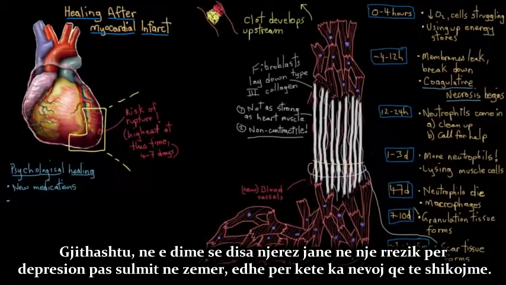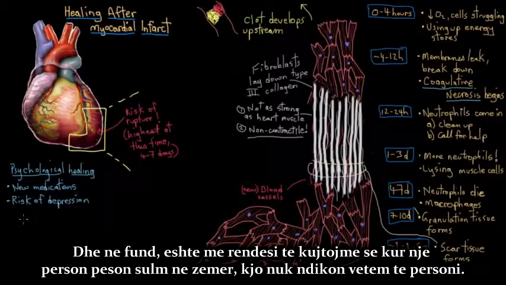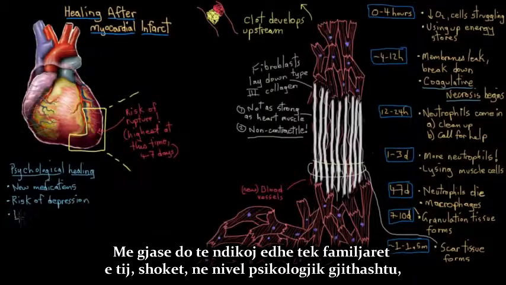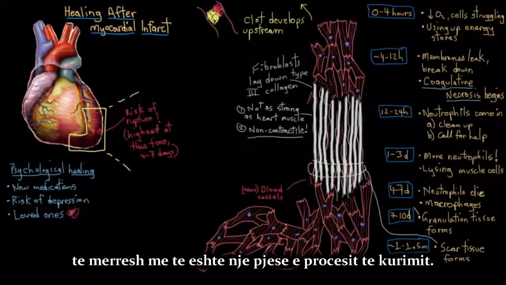Also, we know that some people are at risk of depression after a heart attack, so that needs looking after as well. And finally, it's important to remember that when a person has a heart attack, it doesn't just affect that person. It likely would also affect their loved ones, their family and their friends on a psychological level as well. And dealing with that is part of the healing process as well.